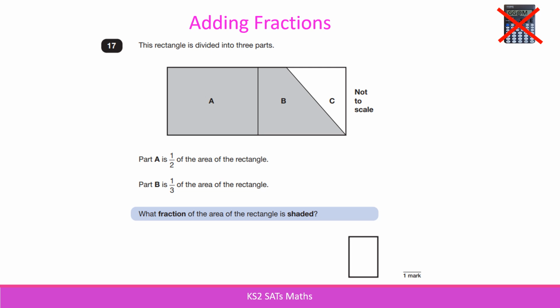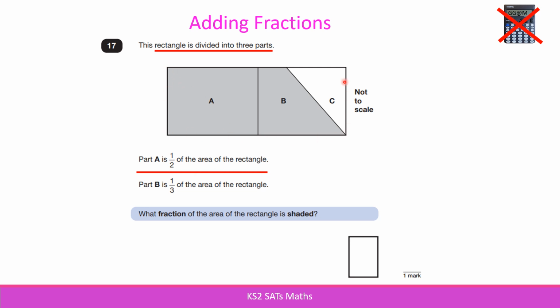This is a question on adding fractions. In this question, the key words are that you've got a rectangle that is split into three parts. The rectangle it's talking about is this large rectangle here, and the three parts are sections A, B and C. You're told the diagram is not to scale, which means you can't use your ruler to measure anything. It won't help you.